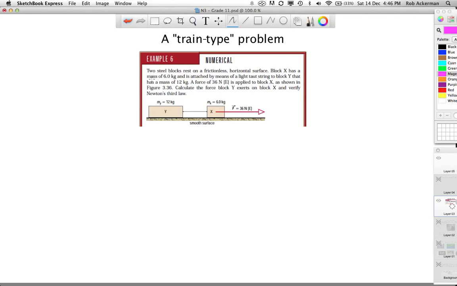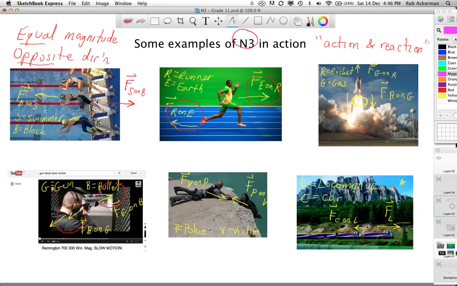Let's read the question. 2 steel blocks at rest on a frictionless horizontal surface, block X mass 6 kilograms, block Y mass 12 kilograms. A force of 36 newtons is applied to block X. Now they don't tell you where this force comes from. It could be somebody pulling with a string that's attached to X. This force is analogous to the force here that the locomotive exerts.